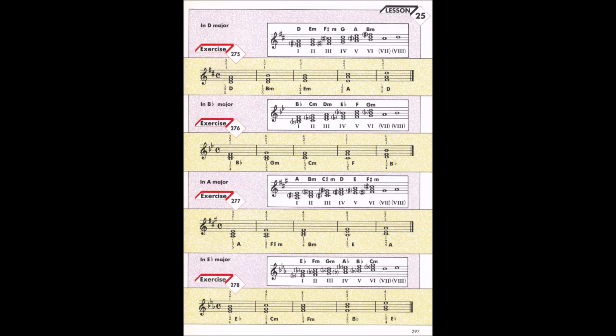Now here's exercise 276 in B flat major. Again, in this exercise and the two that follow, make up the alternatives, beginning with the first and second inversions, for yourself. Here's exercise 277, with chords from the A major scale. And finally, exercise 278 in E-flat major.